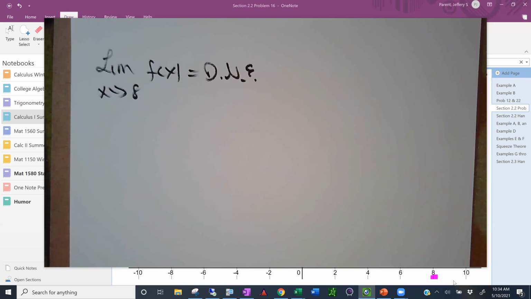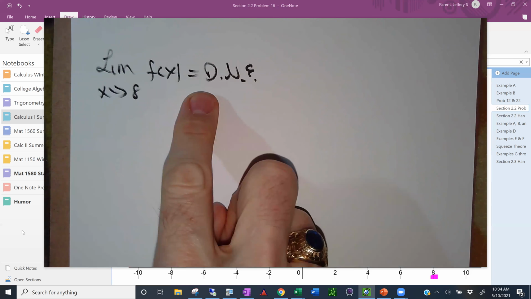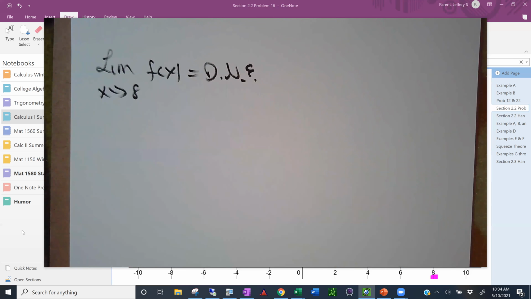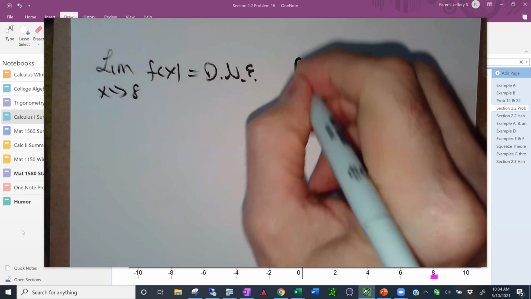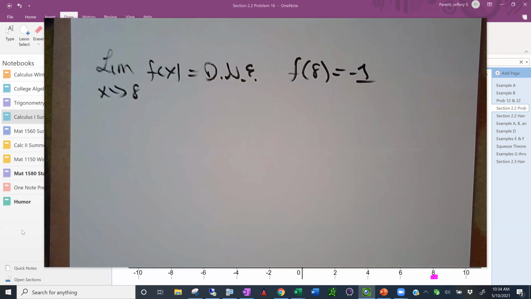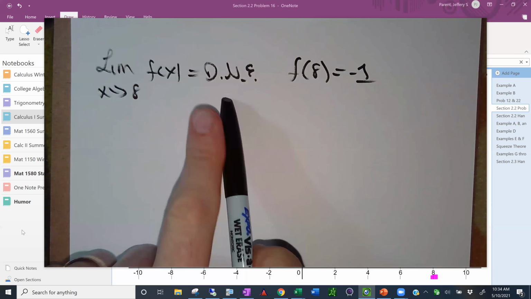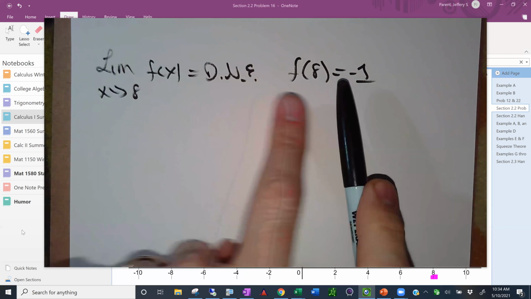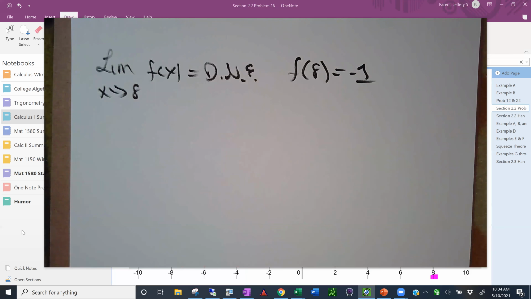Wait, but doesn't it have a value though at f of x? It does. Right. But that still doesn't change the limit. The limit is what's happening as you get close to x equal 8. And because the limit from the left and the limit from the right are different, the limit doesn't exist. But you're right. f of 8 itself was what? -1, I think. So this is kind of a strange case where the limit doesn't exist, but the value of the function is defined. Well, those kind of things happen.